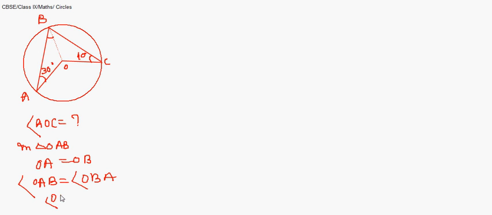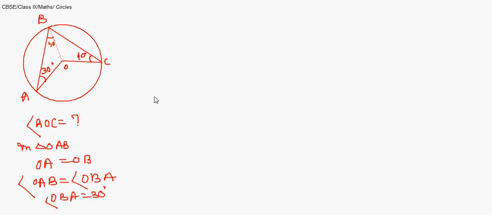How do we do this? If I join this OB as well, you see in triangle OAB, OA is equal to OB, thereby making the two opposite angles equal as well. Angle OAB will be equal to angle OBA, thereby making this angle 30 degrees. So angle OBA is 30 degrees. We can write here 30 degrees.